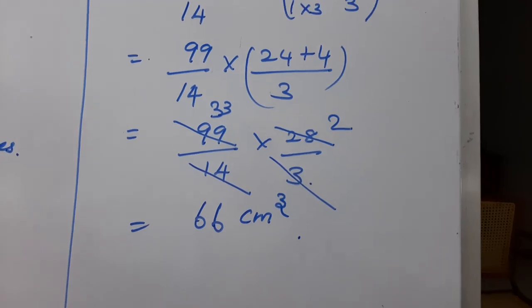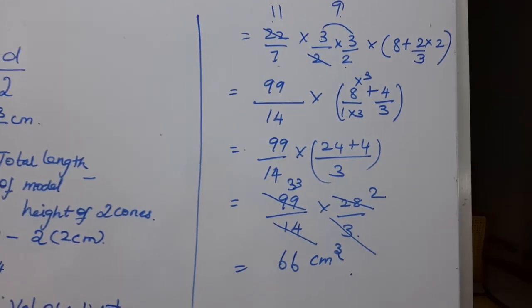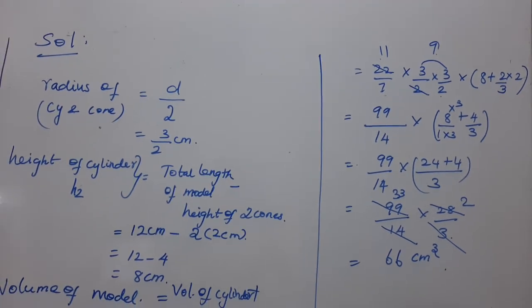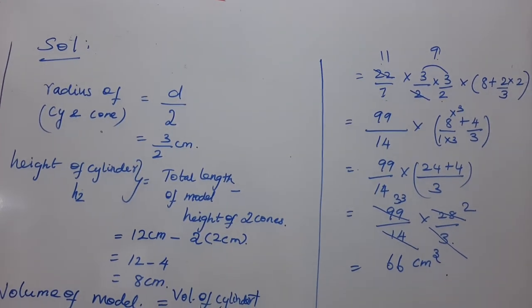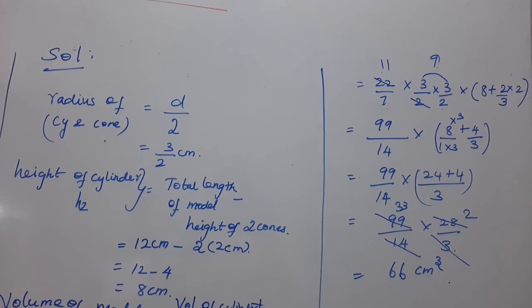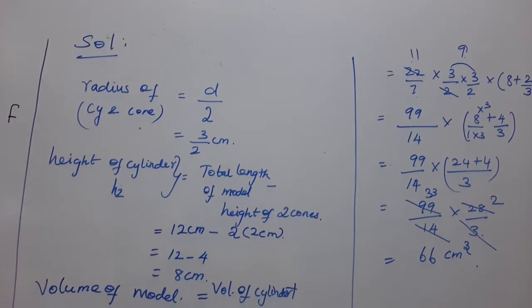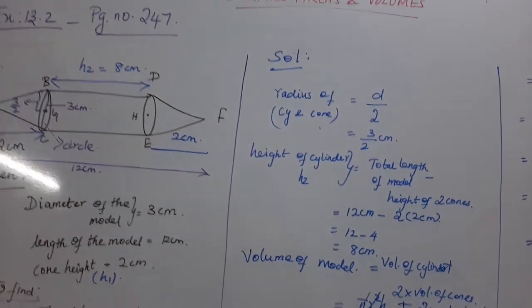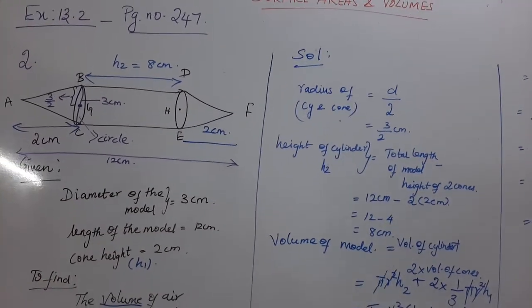Here we calculated the volume in centimeter itself. Since all the dimensions of the model are given in centimeter, the volume also we calculated in centimeter. Here the volume is 66 centimeter cube. Now I am repeating the sum, children. This exercise is completely about finding the volume of a combination of solids.